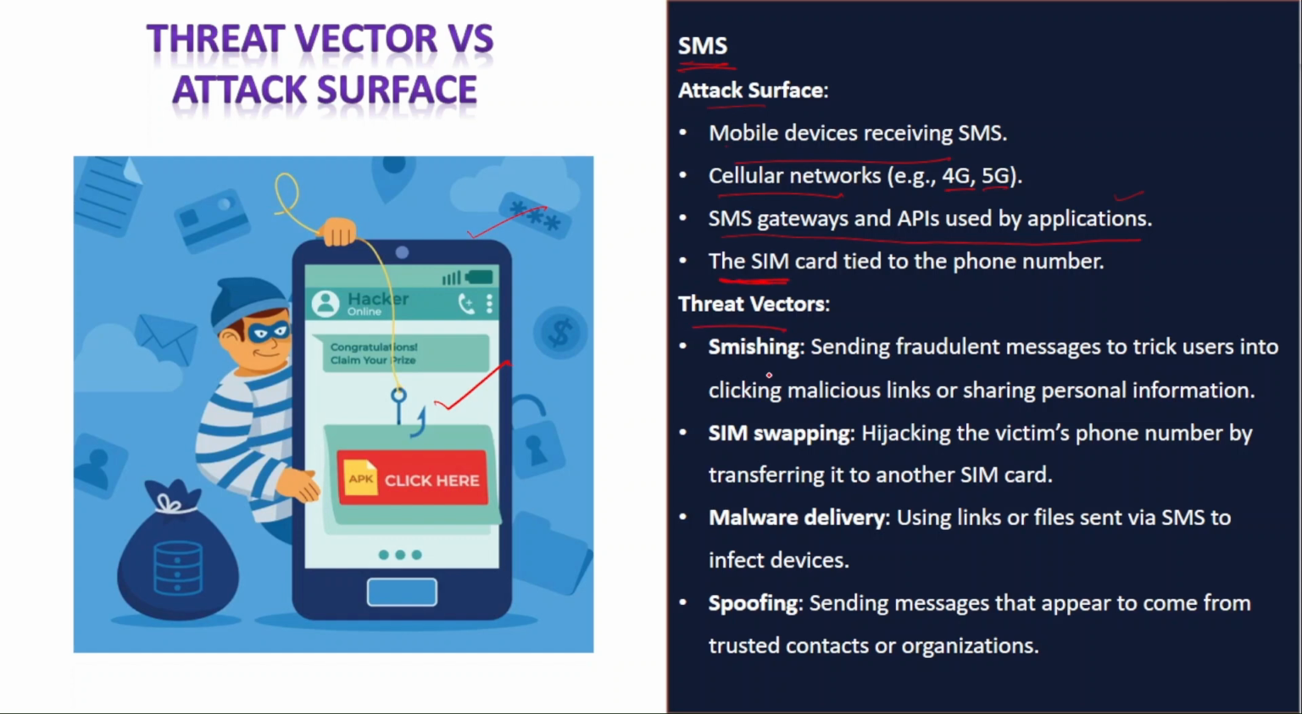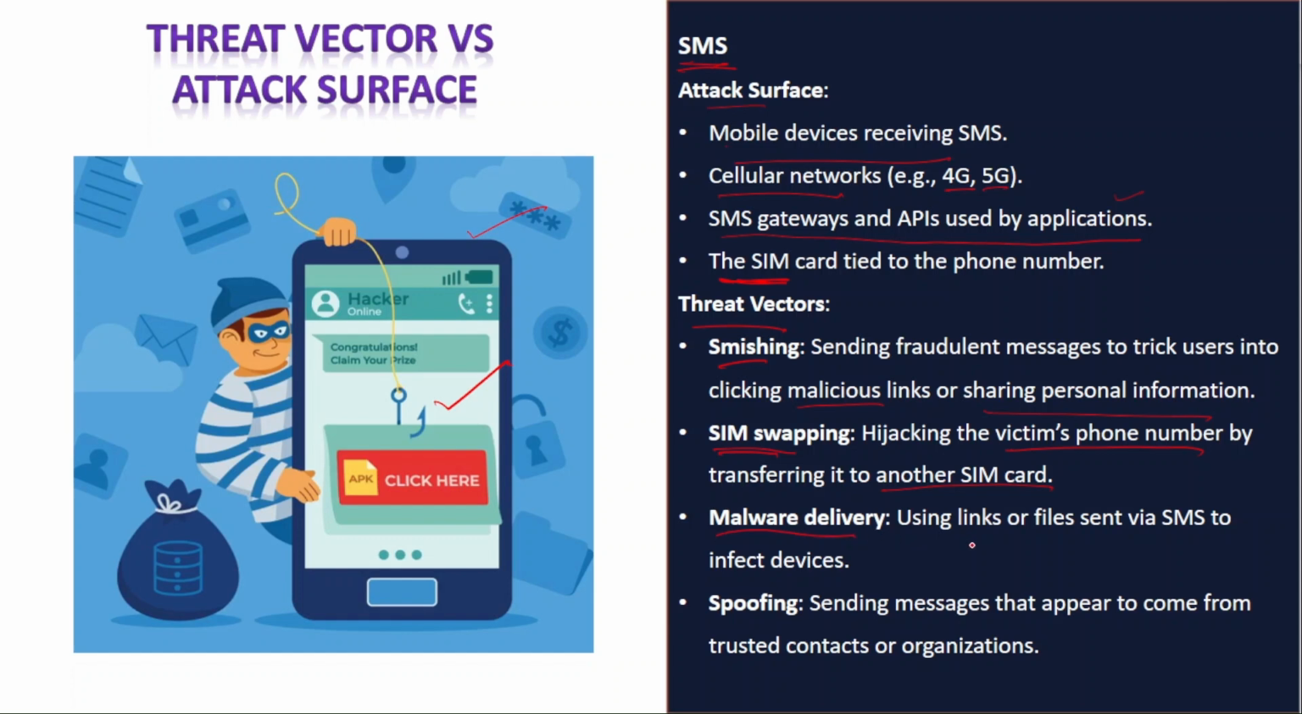So what are the threat vectors? Smishing. Smishing basically stands for SMS phishing. So this is phishing but using SMS. Again, just like email, sending fraudulent messages to trick users into clicking malicious links or sharing personal information. SIM swapping. Since we said that the SIM is an attack surface, how could it be a threat vector? It can be by hijacking the victim's phone number by transferring it to another SIM card. You have a SIM card, the attacker may have an empty SIM card, and he or she may swap your number from your SIM to theirs. This is known as SIM swapping.